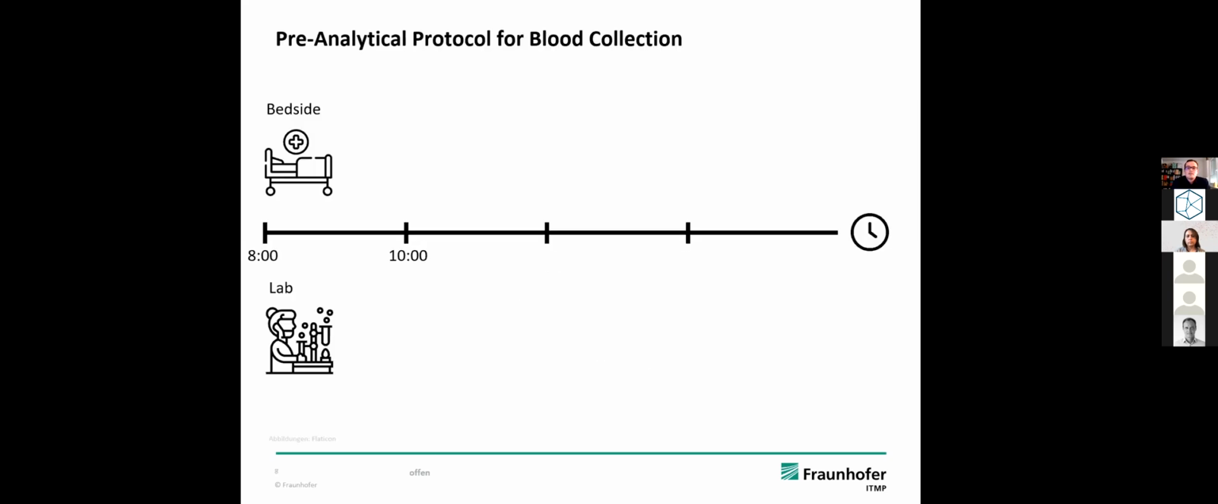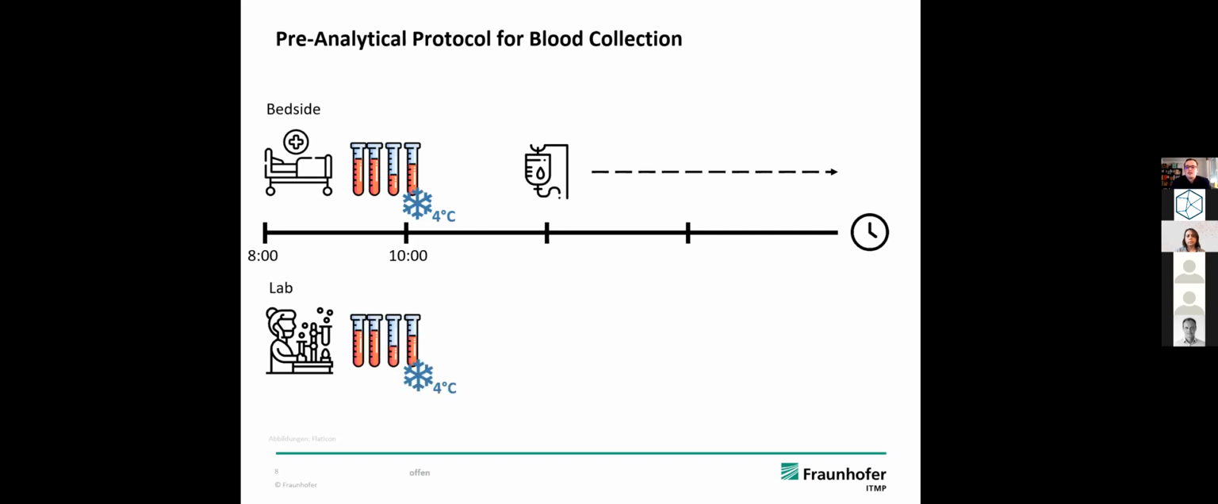So first of all, we try to collect the samples between 8 and 10 in the morning to lower the effect of circadian rhythm. And when the sample is taken, it is very important to cool it immediately after the sampling. As the clinician's primary task is patient treatment, it has proven to be useful to have a second person available taking care of the sample.